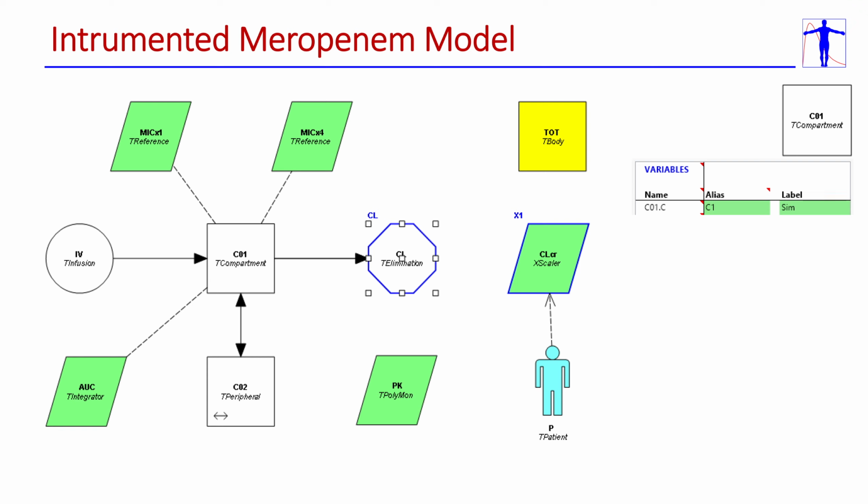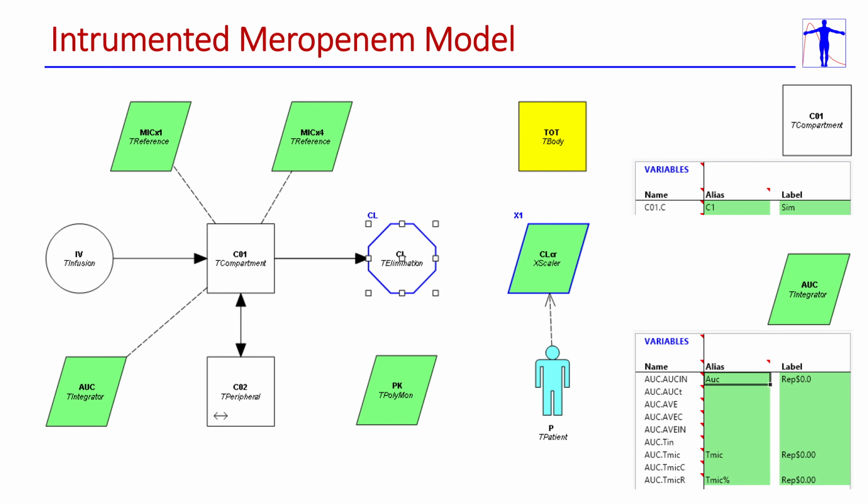Next, the AUC object is instrumented. The alias and label properties of interval AUC, absolute time above MIC and relative time above MIC are set. The label rep means that the variable will be reported for each dosing interval. The optional $postfix allows the user to specify a numeric reporting format. The instrumented meropenem population model can be found in the EdSim installation folder.